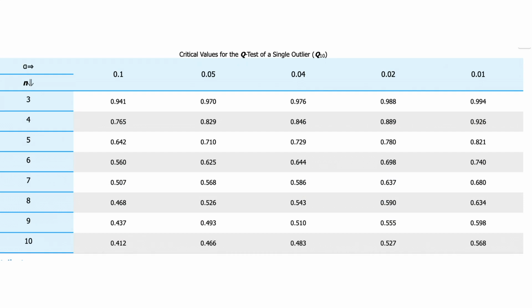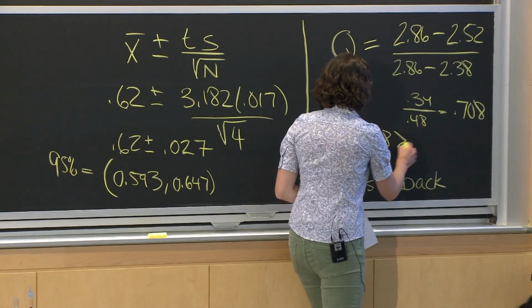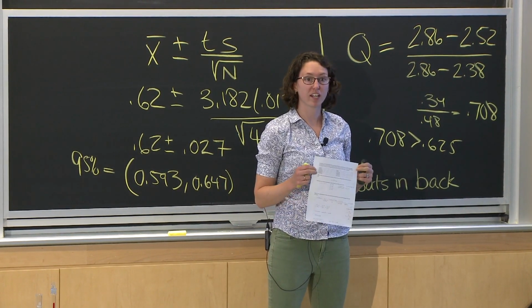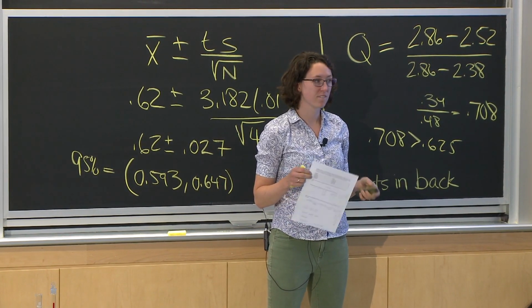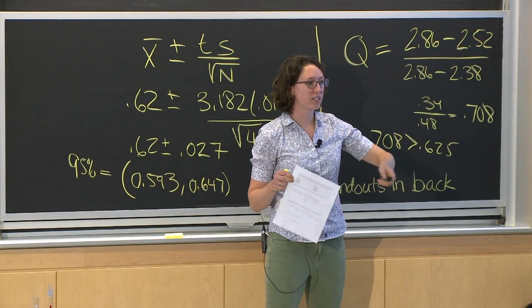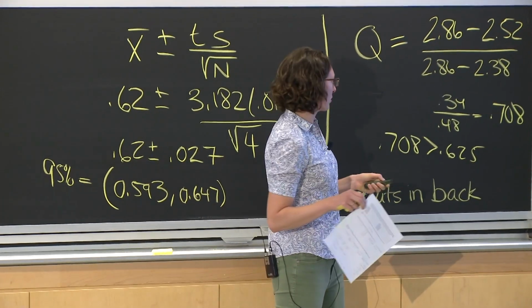So if we wanted to calculate at the 95% confidence level that this point is an outlier, then we had how many data points in this data set? 6. So we would look at 6, 95%, our Q value is 0.625. So 0.708 is greater than 0.625. So is it an outlier or not? If the Q that you calculate is bigger than the Q in the table, then it is indeed an outlier, and we can confidently say that that does not belong in our data set.